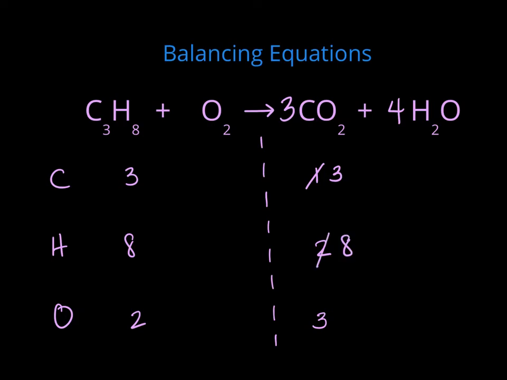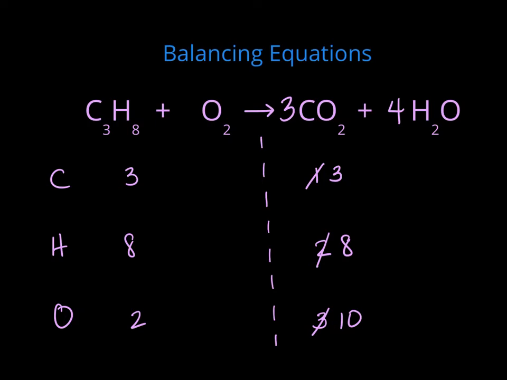So I'm balanced there. But now our oxygen is where it gets a little tricky. So I've added some coefficients. So I've actually changed the amount of oxygens that I have. So I still only have 2 oxygens on my reactant side, but now in my CO2, I have 6 oxygens, and in my water, I actually have 4 oxygens. So 6 plus 4 equals 10.